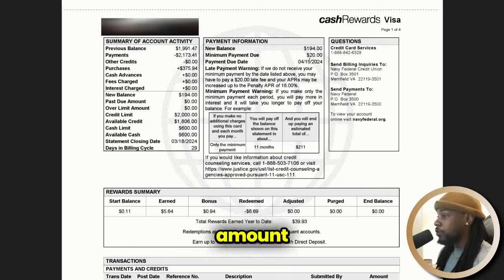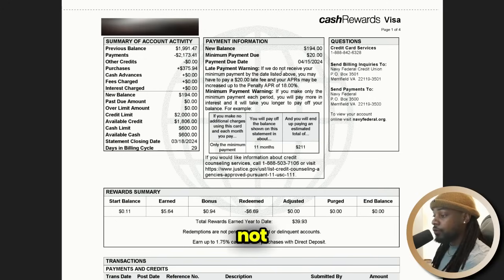That's the least amount you have to pay so that you don't get a late payment or late reporting. But it lets you know if we do not receive your minimum payment by the date listed above, you may have a $20 late fee and your APRs may be increased up to the penalty APR of 18%. They also give you a minimum payment warning. If you make only the minimum payment each period, you will pay more in interest and it will take you longer to pay off your balance.